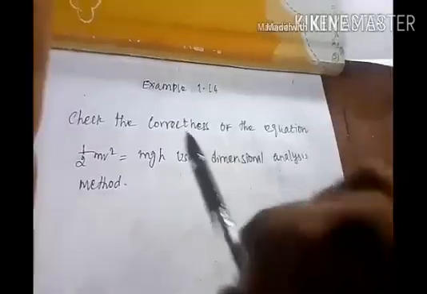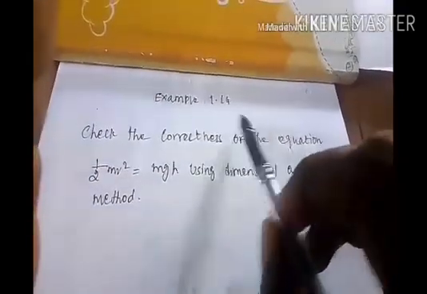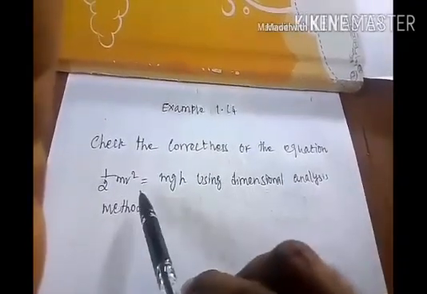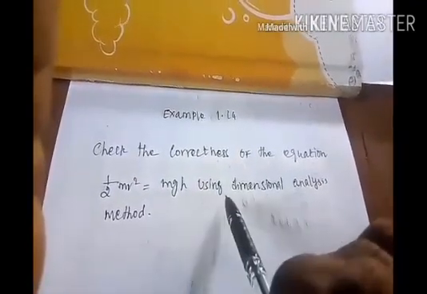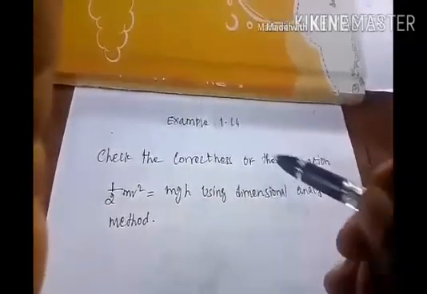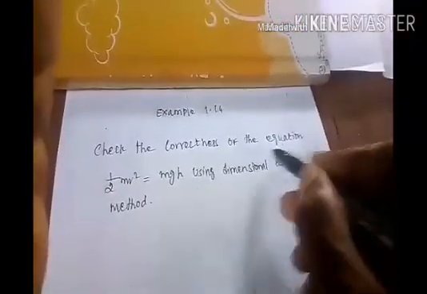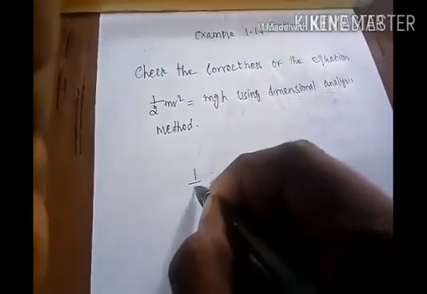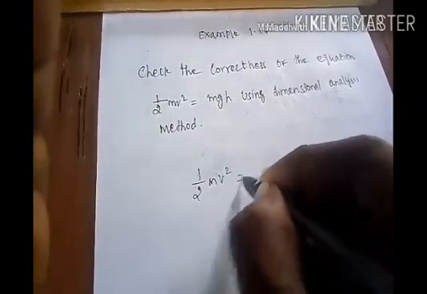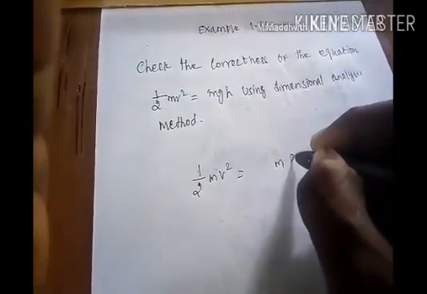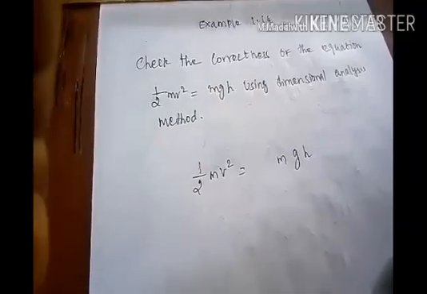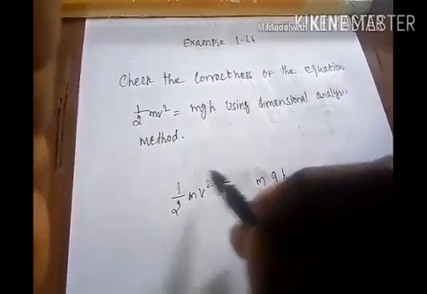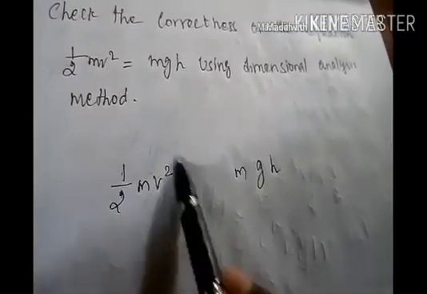Thank you. Next one is example 1.14. So our question is, check the correctness of the equation half mv squared equal to mgh using the dimensional analysis method. So what is given here? The equation given. So the equation is half mv squared equal to mgh. Okay, what is to be found out? Dimensional. So first you have to find out the dimensional formula for this equation.